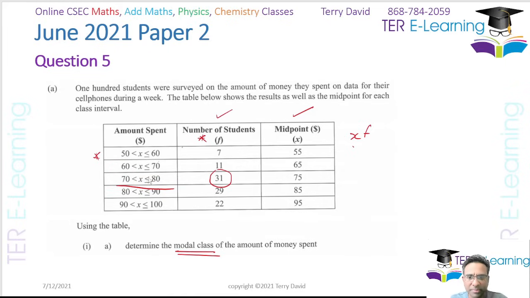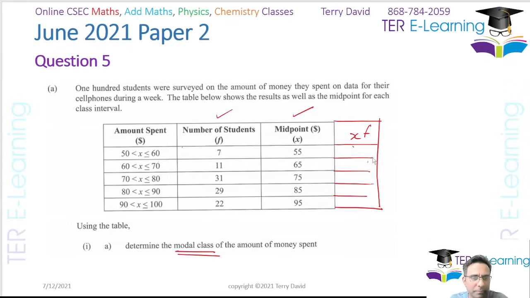So let me just clear up this a little bit here. All right, so we need, like I said, a new column, and it's going to be called our XF column, right? Let me just draw a line here. Right, so this is what you actually have to do in the exam. Okay, so what we're gonna do, we're gonna say 7 multiplied by 55. You're gonna get 385.